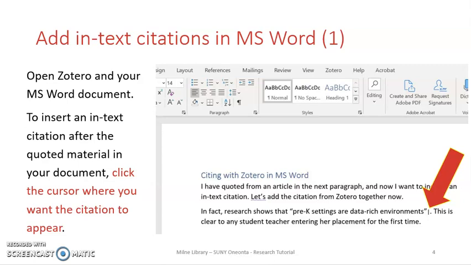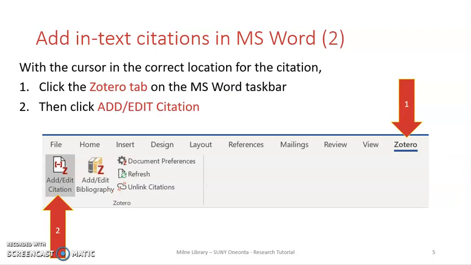Make sure you have Zotero and Microsoft Word open, go to the document, and click in the document where you want your first citation to appear. You can see here, I've put it after the quotation. So with your cursor in the correct location where you want the citation to go, go up to the Zotero tab on the toolbar and click Add Edit Citation.